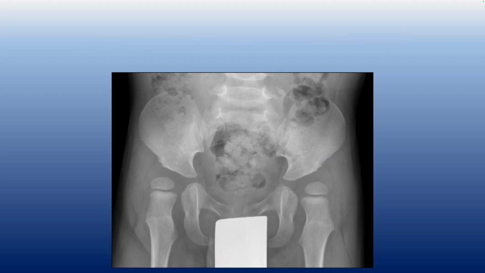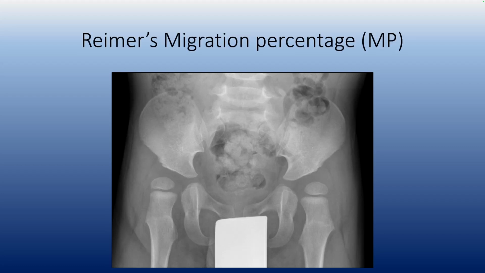Hip displacement in cerebral palsy is quantified using Reimer's migration percentage, which measures the amount of femoral head with no coverage from the bony acetabulum. To determine the migration percentage on the AP pelvis radiograph, draw Hilgenreiner's line, which is the horizontal of the pelvis connecting the triradiate cartilage of both acetabuli. In cases where the triradiate cartilage is no longer visible, a line connecting the most inferior aspect of the ischial tuberosities can be used instead.